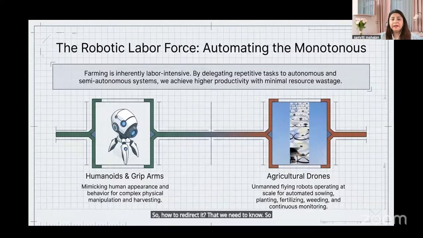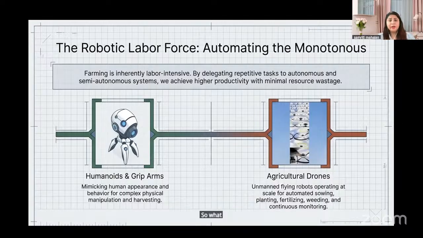For redirecting, we have first humanoid and grip arms. These robots are designed to mimic human appearance and behavior, specifically for complex physical manipulation tasks and harvesting delicate produce, sorting by tactile quality, and plus they can navigate unstructured terrains.